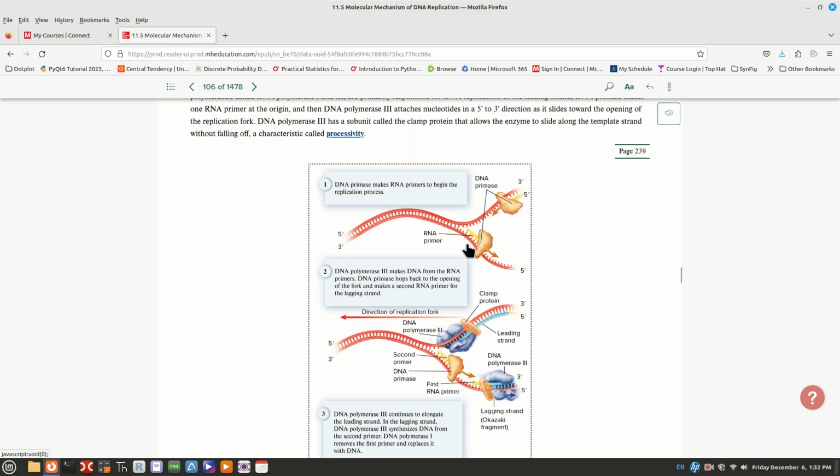Now, if you come back over here, you're opening the fork this way, but this primase is going to be operating in this direction. It's going the opposite direction that the fork is opening. And this is what we call the lagging strand. And remember, this is DNA, and this is RNA. The red is DNA, the yellow is RNA, and the only difference is that where you would normally have a T in DNA, you're going to have a U in RNA. So that's going to be a problem, but we're going to fix that in a second.